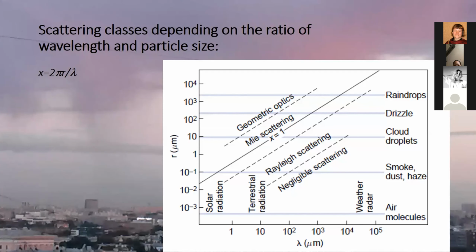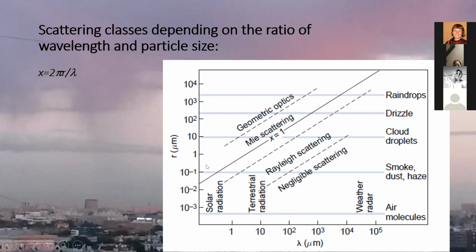And just look at the same parameter, but in a picture which represents the dependence, the plot where you see the radius versus wavelengths. On the right hand, you see different names of the real particles in the atmosphere, like air molecules, smoke, cloud droplets, drizzle, and raindrops. So, of course, they depend on the radius. And here you see different spectral regions, and solar radiation is just to the left hand.